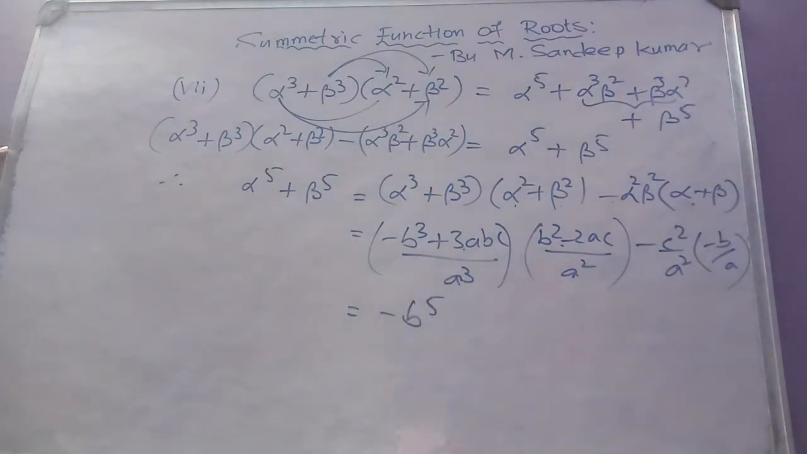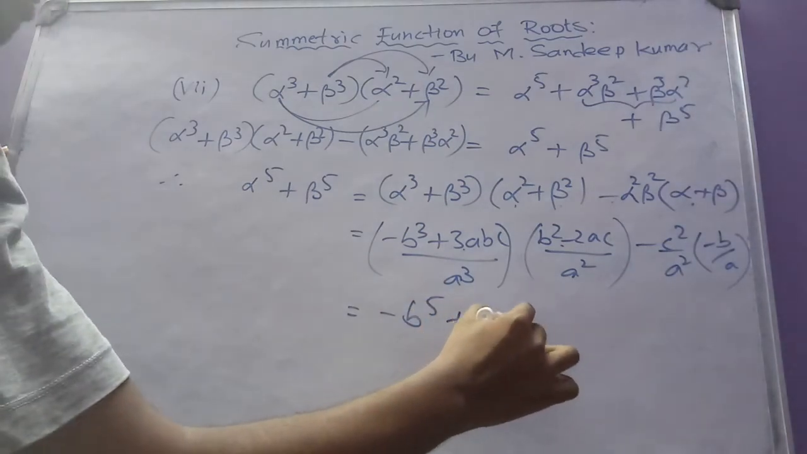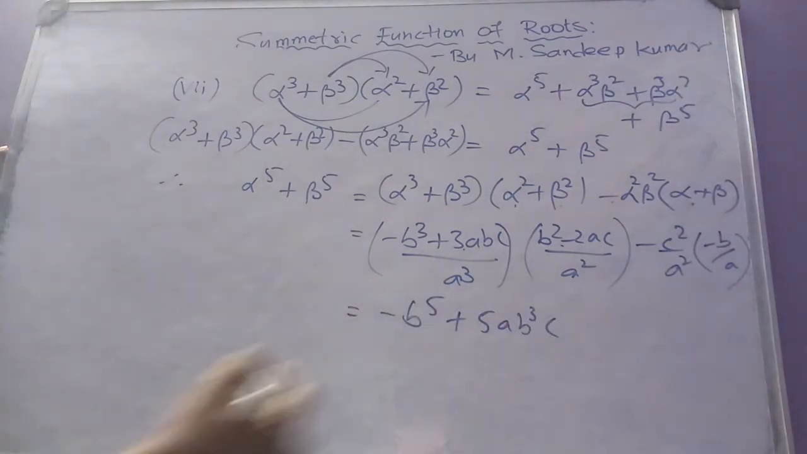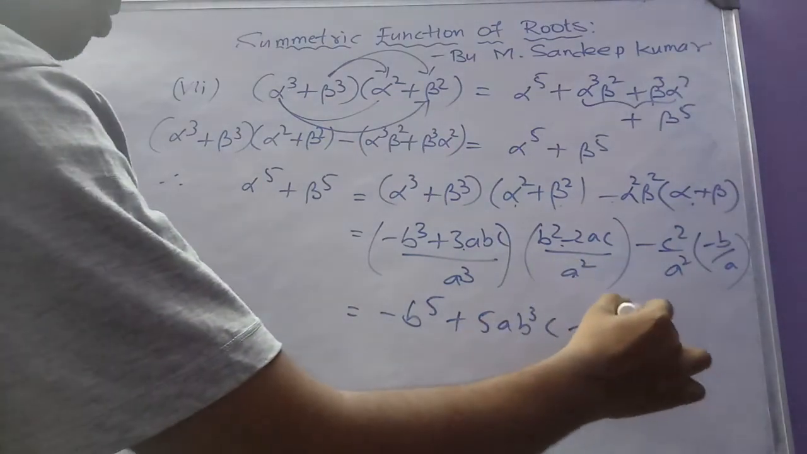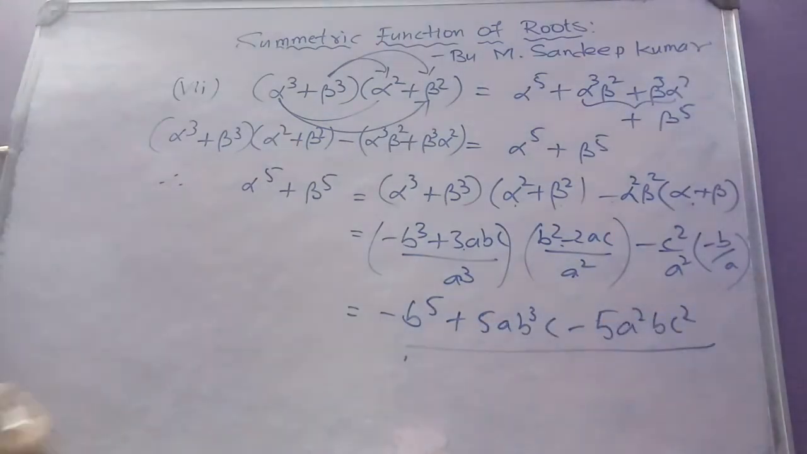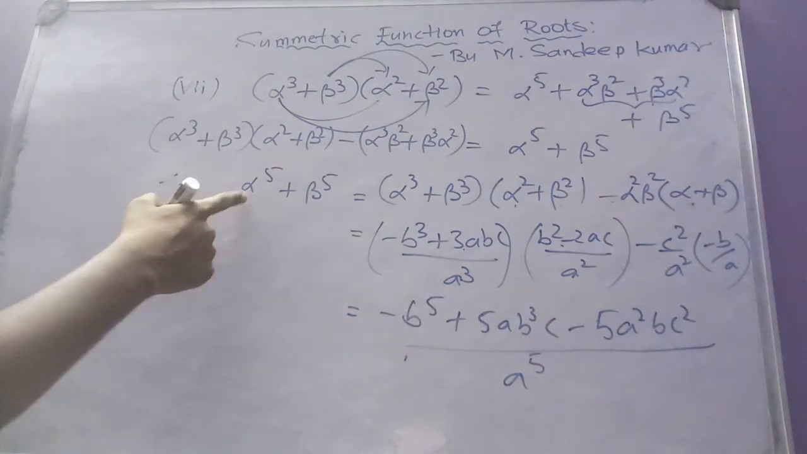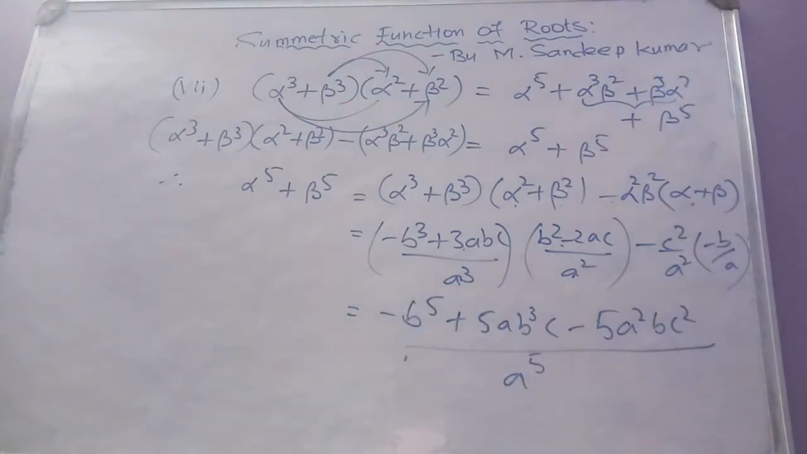Minus (b power 5 plus 5ab cube c minus 5a square b c square) whole divided by a power 5. If you expand this, you will certainly get this. Alpha power 5 plus beta power 5 is equal to this. Next we will see how to find the last one, alpha power 5 minus beta power 5.